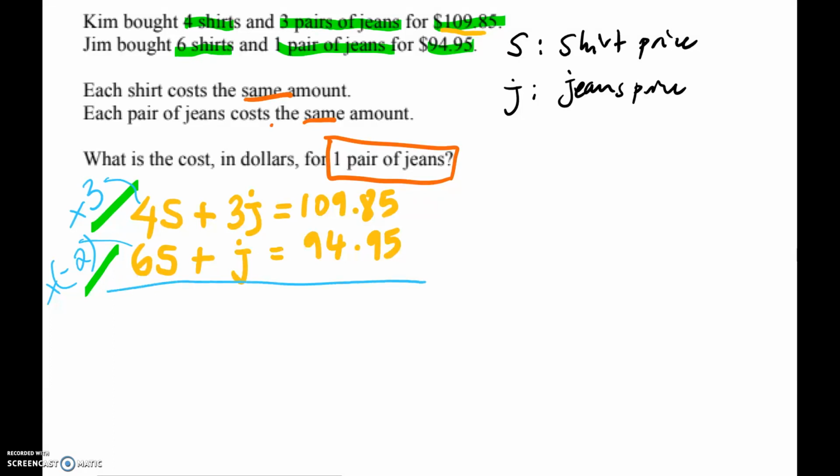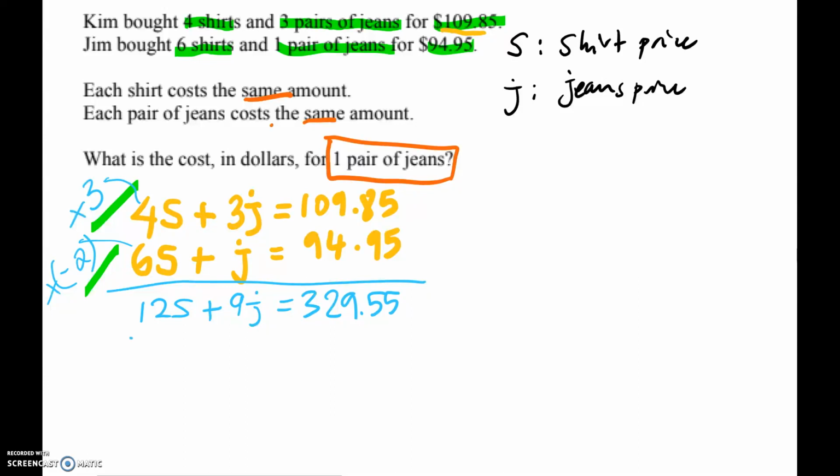3 times 4S is 12S. I'm rewriting the first equation: 12S plus 3 times 3J is 9J, equals $109.85 times 3. Let me use my calculator. 109.85 times 3 is $329.55.